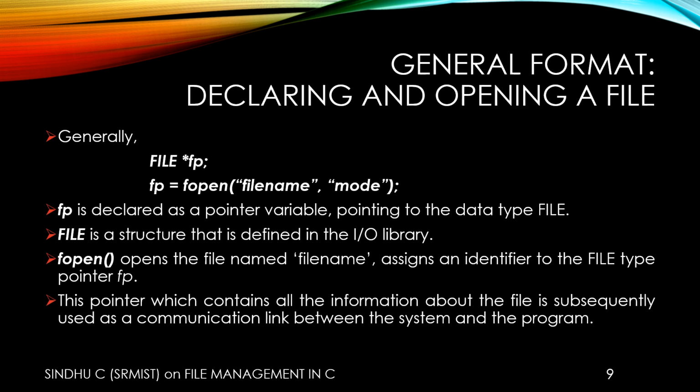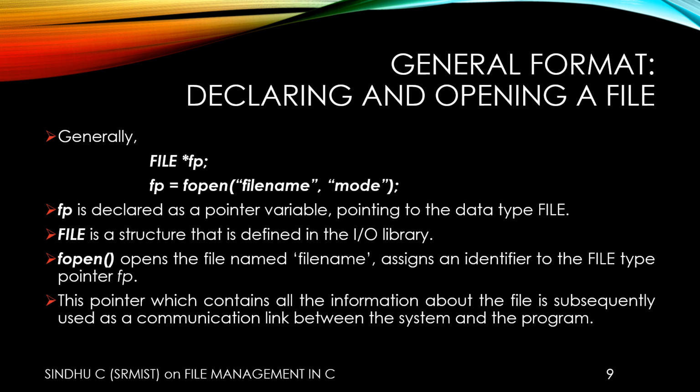Here you have the general format for declaring and opening a file. FILE is the keyword, which is written in caps. Then you have a pointer variable, here it is fp. In the second statement, you are assigning some properties of a file to that pointer variable. What you are assigning here is fopen. fopen is a function and it takes two arguments. One is the file name. The second one is the mode in which you are opening that particular file.